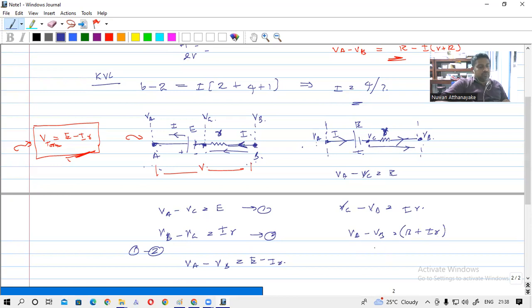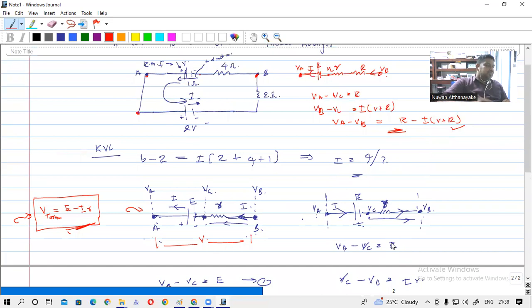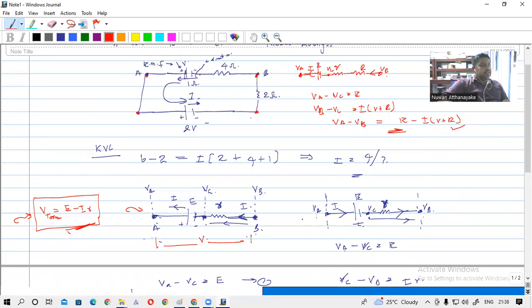So the voltage now between the battery terminals will be E plus IR. So this is the situation when the current is flowing into the battery. So the voltage is greater than the EMF of the battery. Now, if I ask you to find the voltage between this B and C, what is the value?